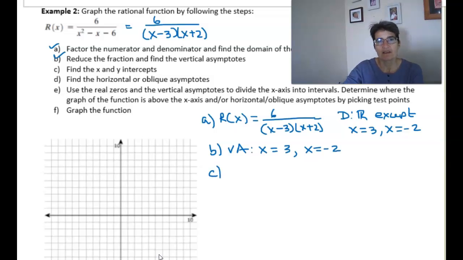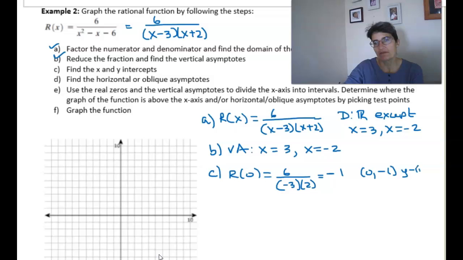Now let's find x and y-intercepts. So we set x equal to 0. And we get 6 over negative 3 times 2. This is 6 over negative 6, which is negative 1. So that's the y-intercept. And the x-intercepts, we need to take 6 over x minus 3 and x plus 2 and set it equal to 0. Right. If you multiply both sides by the denominator, this gives you 6 equals 0, which is not true. So there are no x-intercepts.